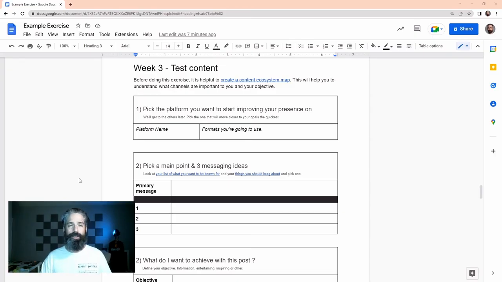Like it says at the top here, before doing this exercise, you might want to do a content ecosystem map, which I have another video for, so you can go check that out. There's a link in the document. But basically, you're just taking stock of the channels that you currently could post content to. If you're starting fresh, you can also just make a list of the ones that you're looking to use in the future.